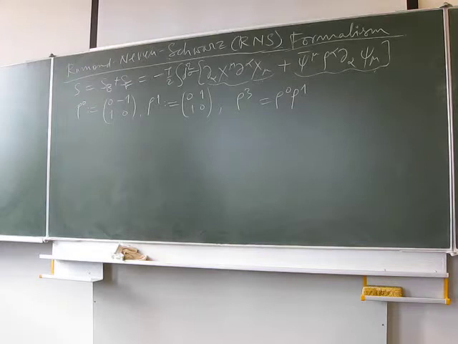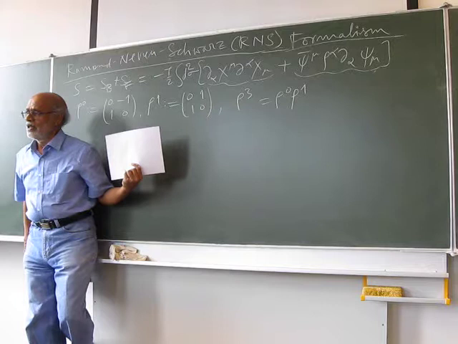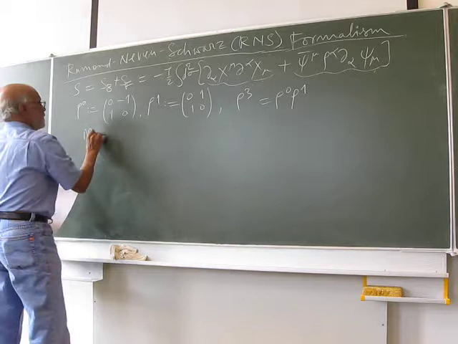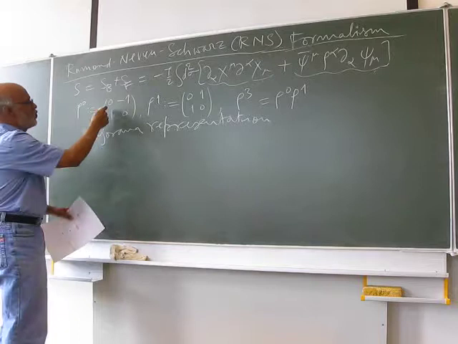Okay, but I should at least give the definitions of rho 0 and rho 1. We would work with this particular representation. Okay, this is called the Majorana representation. This is called the Majorana representation. In the literature, you can also find others. Let me just tell you for short.